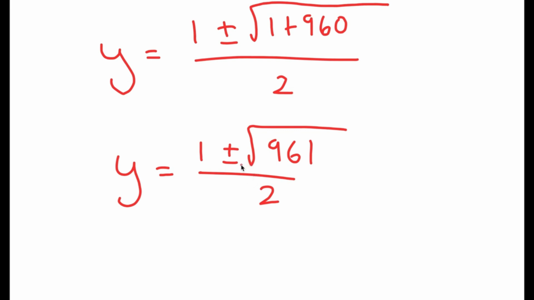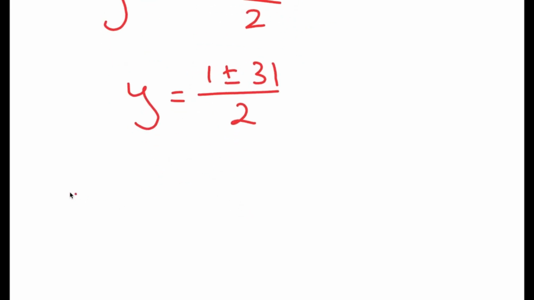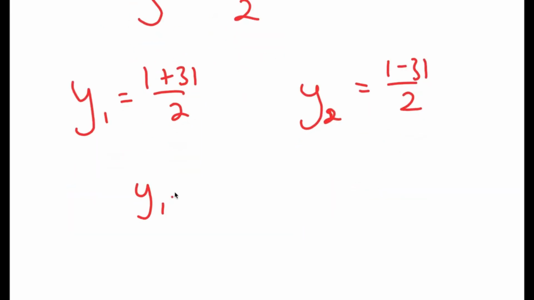So now, the square root of 961 is 31. So I get y equals 1 plus or minus 31 over 2. And now I have two solutions. I have y equals 1 plus 31 over 2, and y equals 1 minus 31 over 2. So my two solutions are 17 and negative 15.